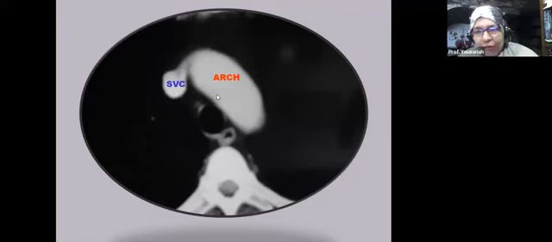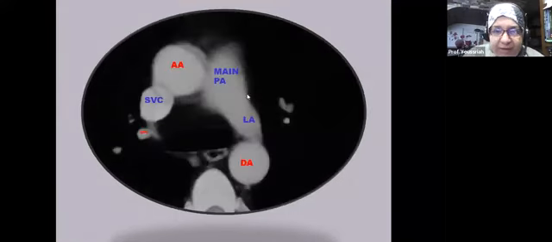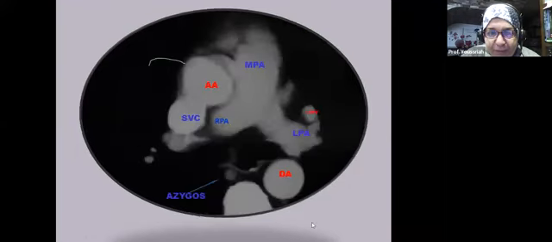It's very important to notice that at this level, we have no other vascular structure, no other structure, but the arch, the superior vena cava, the trachea, and the esophagus. Anything else will be a pathology. This is a very important anatomical point. Now, at this level, we have the main pulmonary artery, the left pulmonary artery, ascending aorta anteriorly, descending aorta posteriorly, and superior vena cava and the superior pulmonary vein.